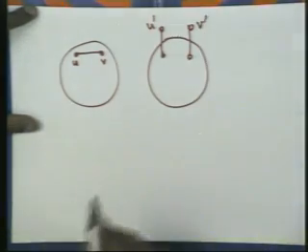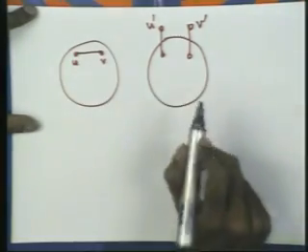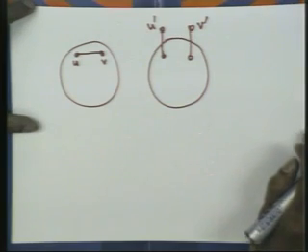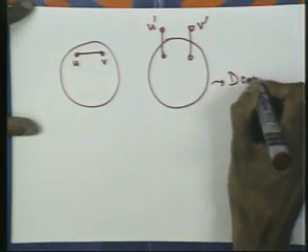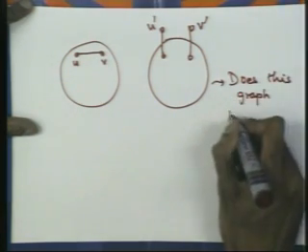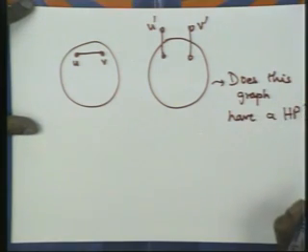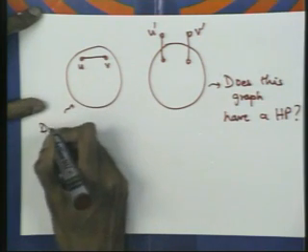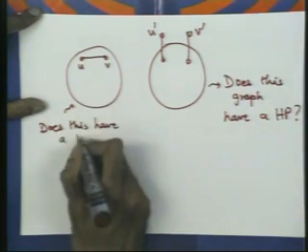So I have an original graph G, I remove the edge UV, that's gone from here, and then I attach two additional vertices U prime and V prime. Now I ask, does this graph have HP? Does this graph have a Hamiltonian path? The question we wanted to answer was, does this have a Hamiltonian circuit?